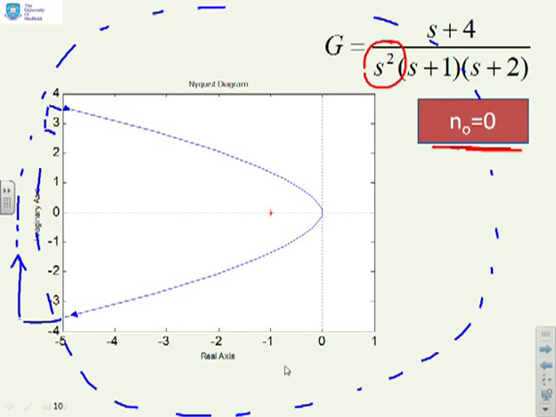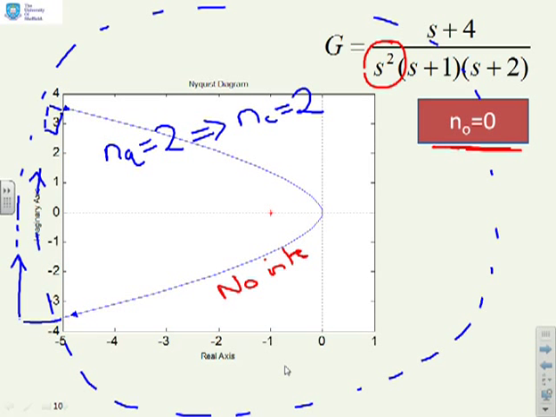So how many encirclements have we got here? Well, I hope it's obvious to you we've got NQ equals 2, and that's going to imply that NC equals 2. Now, of course, the next question is, can I change the number of encirclements? Well, the key thing here is there is no intercept with the negative real axis.